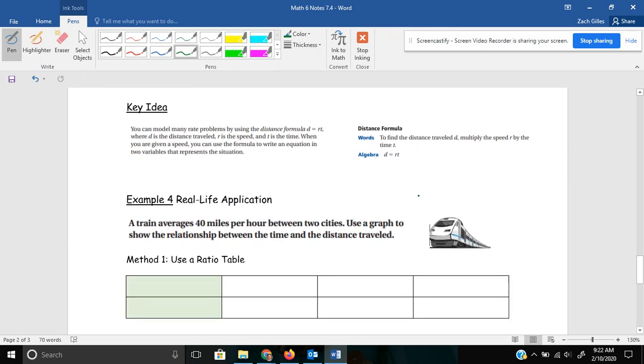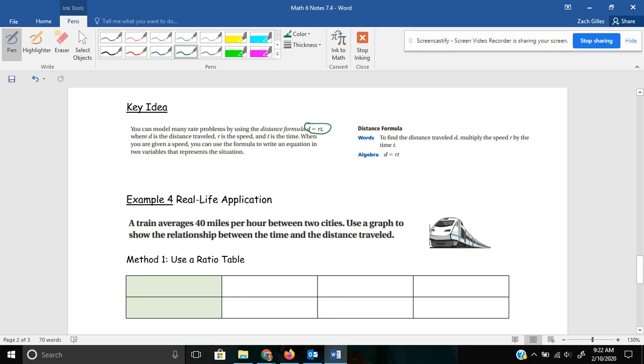All right, here is the last section that we have for today. And we're talking about the distance formula. It says you can model many rate problems by using the distance formula, D equals RT. I might circle that if I were you. Where D is the distance traveled, R is the speed, and T is the time.